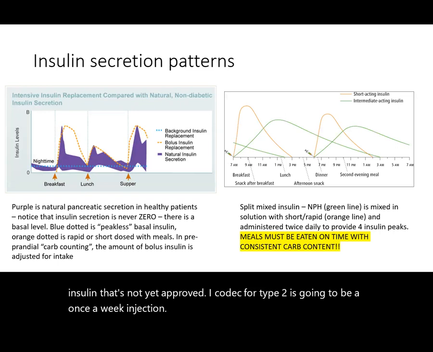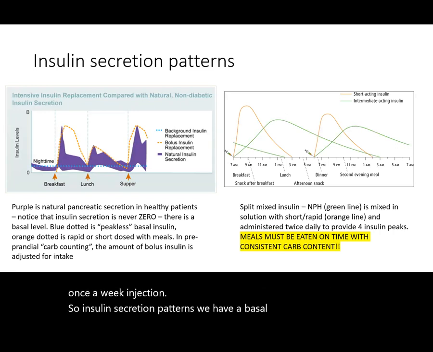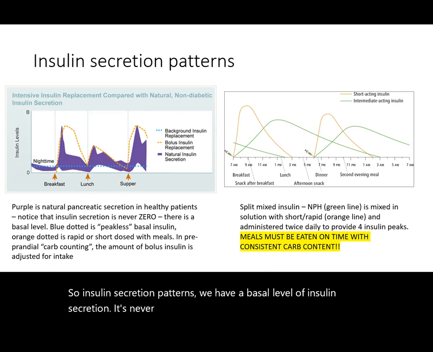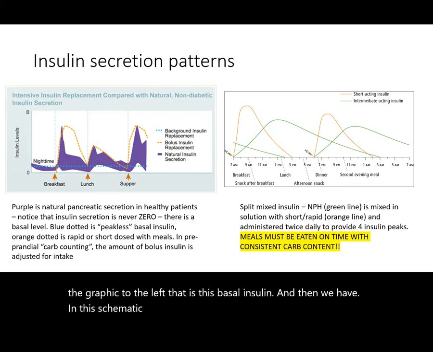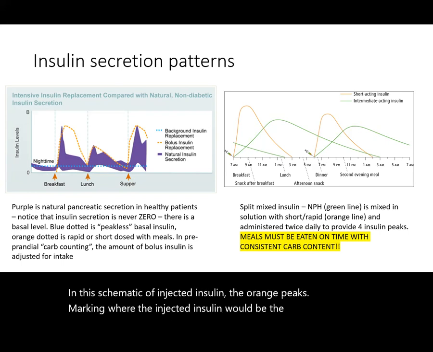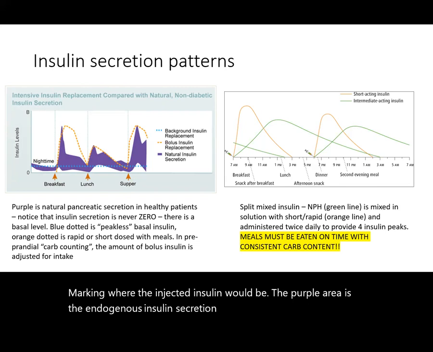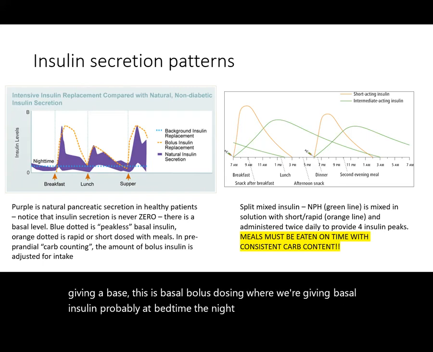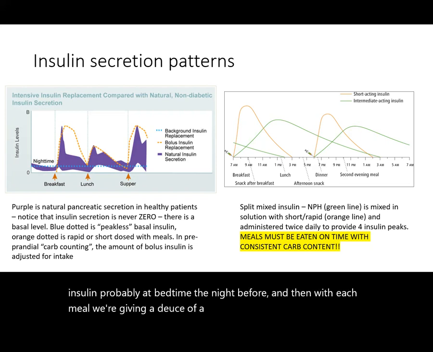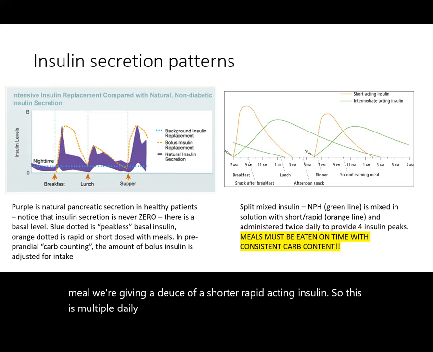So insulin secretion patterns. We have a basal level of insulin secretion. It's never zero. And then we see a blue dotted line in the graphic to the left that is this basal insulin. In this schematic of injected insulin, the orange peaks mark where the injected insulin would be. The purple area is the endogenous insulin secretion. This is basal bolus dosing, where we're giving basal insulin probably at bedtime the night before, and then with each meal, we're giving a dose of a shorter rapid acting insulin. This is multiple daily injections, also known as basal bolus.